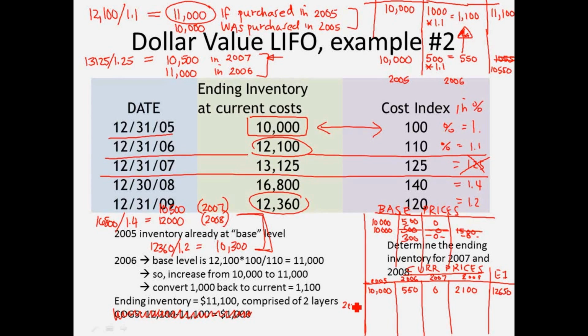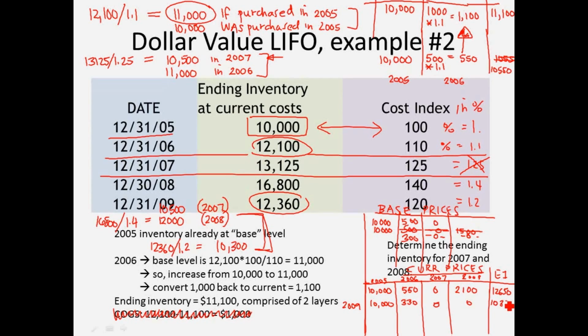So when we compute the value of our ending inventory from the perspective of 2009, what am I going to do? Well, I have the 10,000 that I started with plus $330 that I bought in 2006. Why 330? Well, it's 300 worth of stuff if I had bought it in 2005, but I didn't. I bought it in 2006, so having bought it in 2006, it cost me 330.